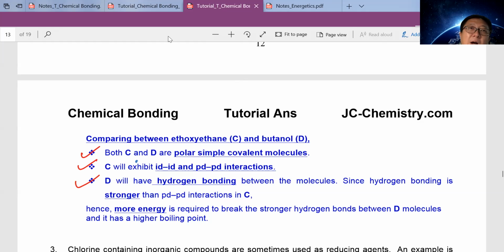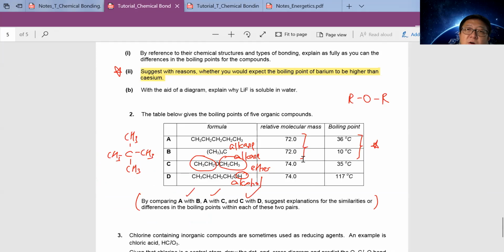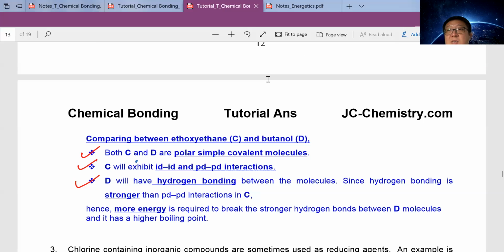Even though you look at the MR, you see the MR is 74, right? MR cannot fight against hydrogen bond unless it differs by a lot. Unless one of them is 100 plus and the other one is 74 with hydrogen bond. But in this case, the MR is the same or very close. Hydrogen bond is definitely the outstanding critical factor.